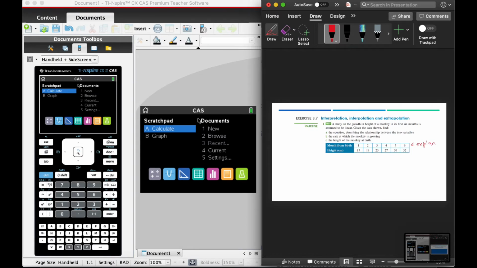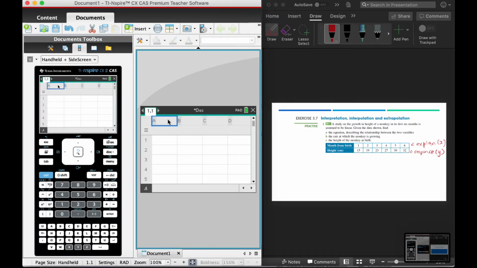And we said that the explanatory variable is always going to be along the x-axis, and therefore this is going to be the response variable, and that's going to be along the y-axis. Once you've done that, what you need to do is put all the values inside your Excel spreadsheet. So you click this over here. You name your variables. So I'm going to say month. I'm going to say height. Put all the values in, so that's 1, 2, 3, 4, 5, 6. Do the same thing for the other column, so that's 15, 19, 23, 27, 30, and 32.